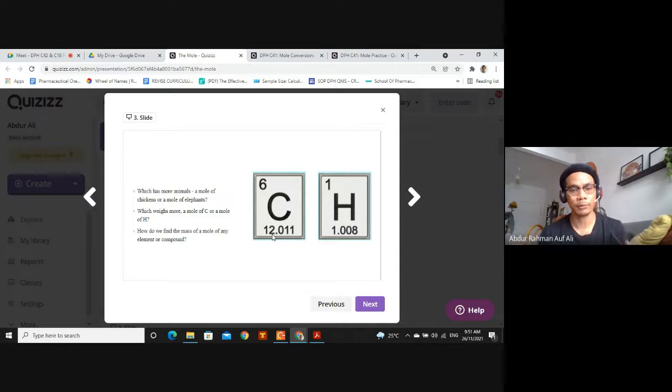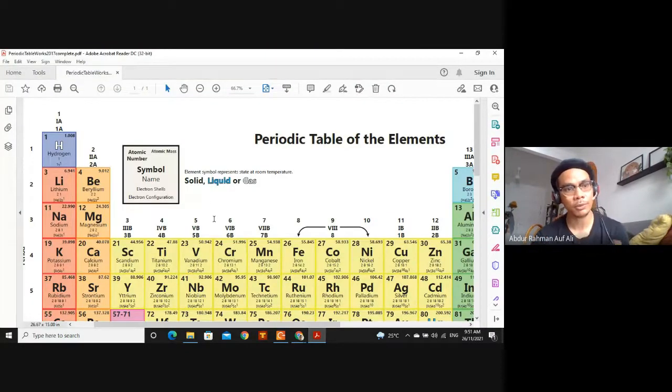Therefore, dia punya berat pun berbeza. Okay. And question number 3 in this slide, how do we find the mass of a mole of any element or compound? The answer is we refer to the periodic table. Dalam jadual berkala unsur ni, tersenarai berat semua elemen. Hydrogen 1.008, lithium 6.9, beryllium 9.012. So you don't need to memorize this, because this is available for your reference.